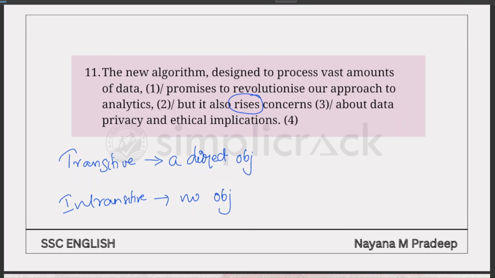So here the error is in part 3, in the use of the verb rises, because rises is actually an intransitive verb, but here we have a direct object, concerns. It raises what? It raises concerns. So we have an object here.